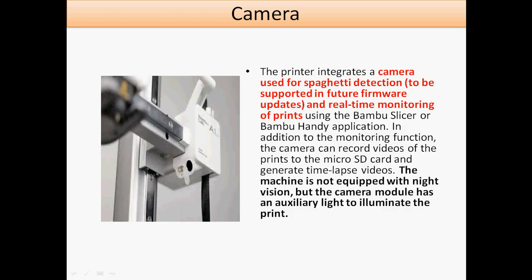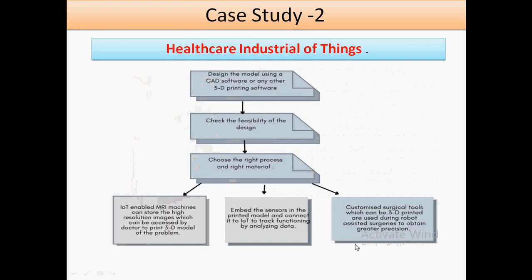So this is possible. Whenever the camera is not equipped with night vision, the camera module can use an auxiliary light to illuminate the print. So this is also a possibility in the cameras.